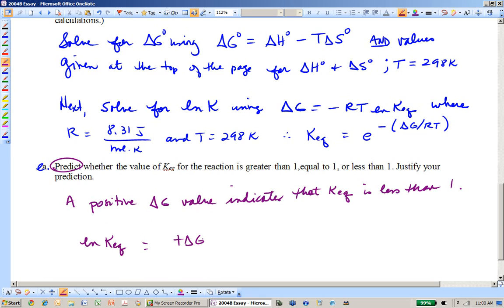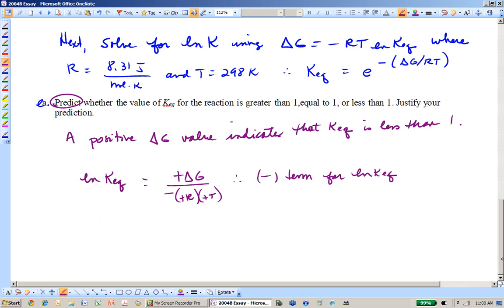You're always going to have a positive delta G over a negative positive R, because R is always positive, 8.31 joules per mole Kelvin. And a positive T, because you know that's always positive. So therefore you get a negative term for the ln of KEQ. Therefore, for the natural log of KEQ to be a negative number, the KEQ must be less than 1.